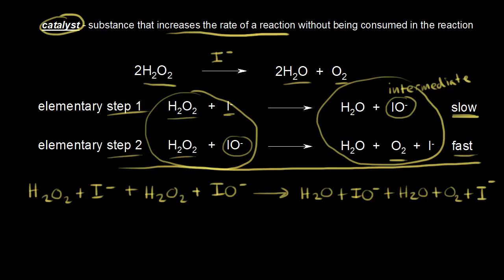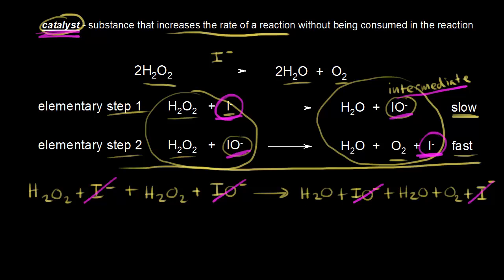Let's see what we can cancel out. What do we have on both sides? Well, we can cancel out the iodide. That's on the left and that's on the right. That's our catalyst. It increases the rate of the reaction, but it's not consumed. You can see we're using it in the first step, but the iodide anion is regenerated in the second step. So overall, our catalyst is not consumed. And then we have our intermediate. The hypoiodite ion is on the left side and on the right side, so we can cancel that out. Our intermediate is created in the first step, but then it's consumed in the second step.